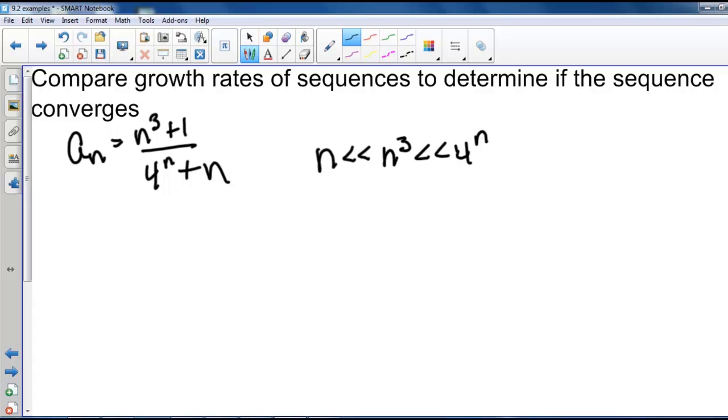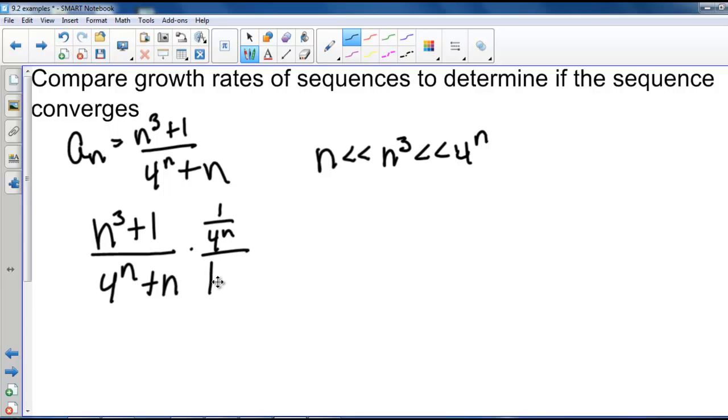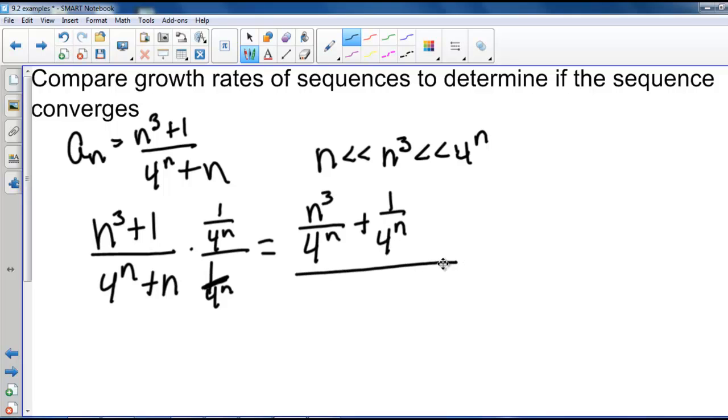So we want to rewrite our sequence as n cubed plus 1 over 4 to the n plus n times 1 over 4 to the n divided by 1 over 4 to the n. So now we have n cubed divided by 4 to the n plus 1 over 4 to the n, all divided by 1 plus n over 4 to the n.